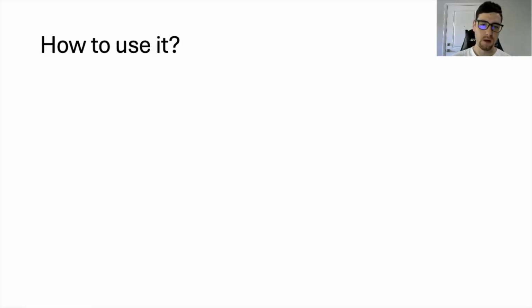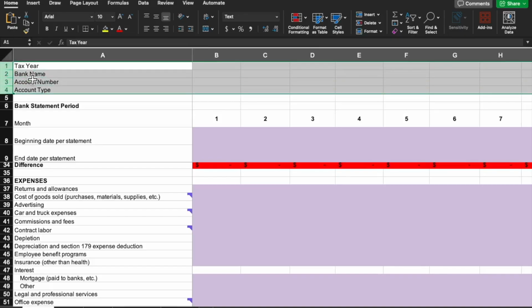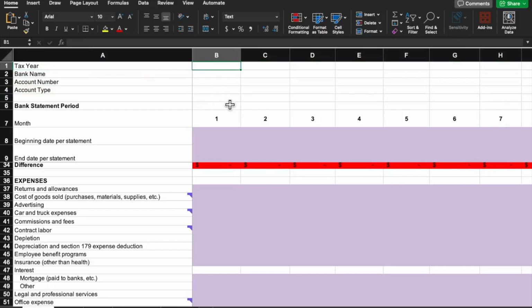So, what does this template look like and how do you use it? Well, let me show you. So here's the template. I know this looks a little convoluted, but bear with me. I'm going to give you a quick overview. Up here is just some basic info. A lot of it is self-explanatory, like the tax year. So this is the tax year you're preparing this summary for.